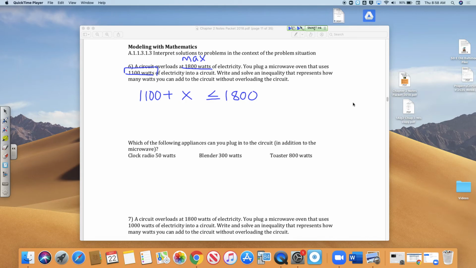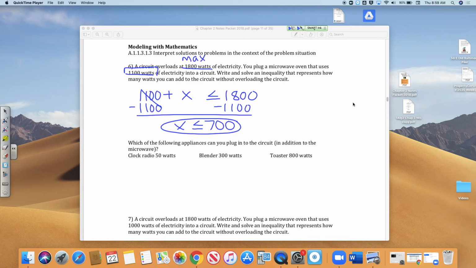So it just says to write and then solve it. So to figure out how much electricity we can use, we would solve for x by subtracting 1,100 from both sides. And what will we get as our answer? Perfect. So this problem doesn't say to graph, it just says write and solve. So this means that you can use up to 700 watts of electricity for your other appliances.